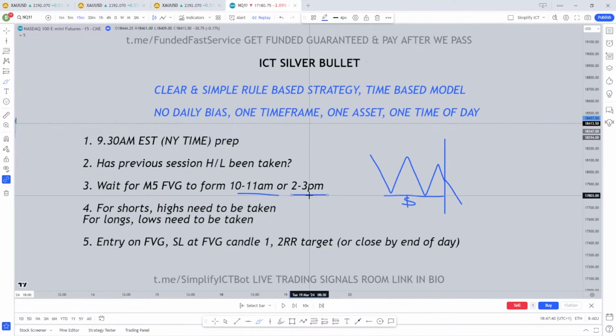I've made a video on all 3 sessions that the silver bullet has, but for this strategy we're only going to be trading the AM and the PM session. If you want to know about all 3 sessions of the silver bullet, I've already made a video on this and I'll leave it linked down below.